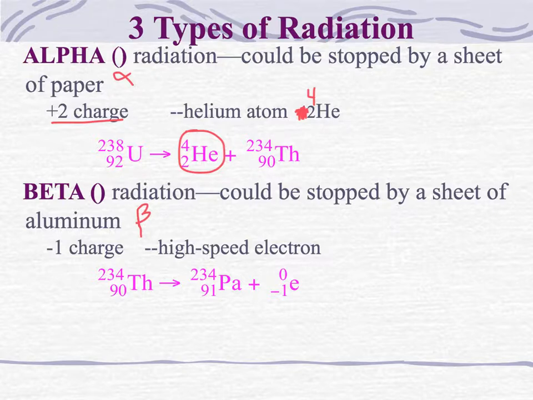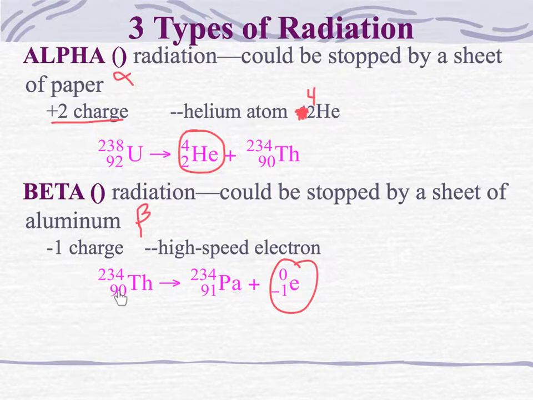Beta radiation will release an electron, and therefore it has a negative charge because electrons are negative. You could actually use a sheet of aluminum to stop beta. So the electron, notice here, is -1 on the bottom and then 0 on top because the electron doesn't have mass, or the mass is so insignificant.